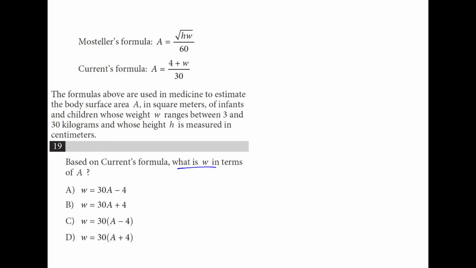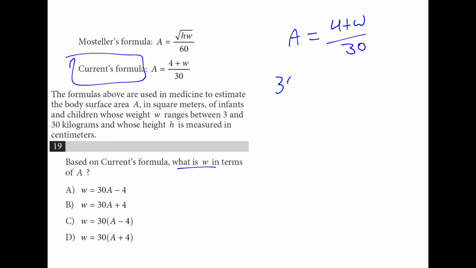What is w in terms of the other variables for this formula here? So I'm taking a is equal to 4 plus w over 30, and I'm solving it for w. First thing I'll do is I'll multiply both sides by 30, and I'll subtract 4.